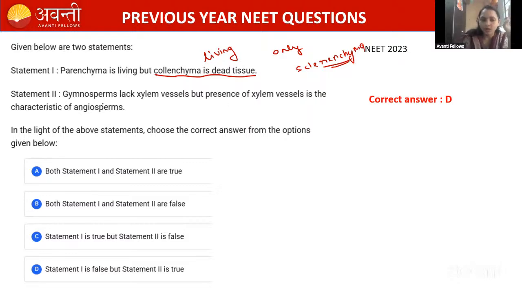Then coming to the gymnosperm, second statement. That's why the first is wrong. Gymnosperms lack the xylem vessel. Now only I told, yes or no? Yes. They lack the xylem vessel. They have only tracheids for water conduction, right? And the presence of xylem vessel is a characteristic of angiosperms. Yes, xylem vessel is present only in the angiosperms. Till pteridophytes, only the vascular bundle started in the pteridophytes. Pteridophytes also have only tracheids. Fine. The correct answer is option D. Statement 1 is false and statement 2 is true.